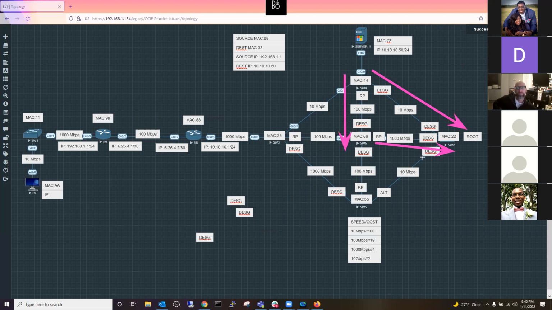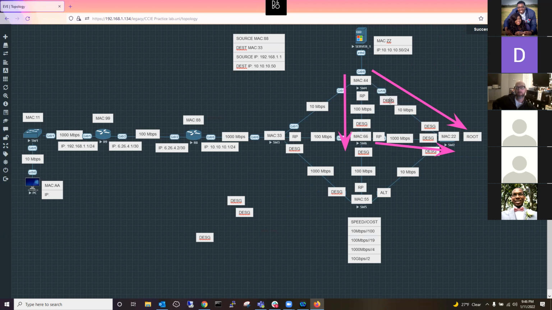Okay. So Patrick, this is your switch 4. What are we going to do to fix this loop? I need to block that port 10 to stop it, because it's causing a redundant loop. Both of them are going to root, so it's going to end up being an endless loop. So I would need to stop one of them, the one connected to switch 6.